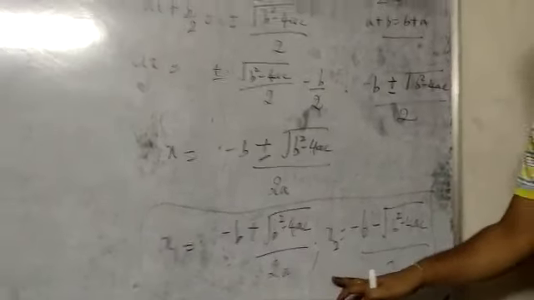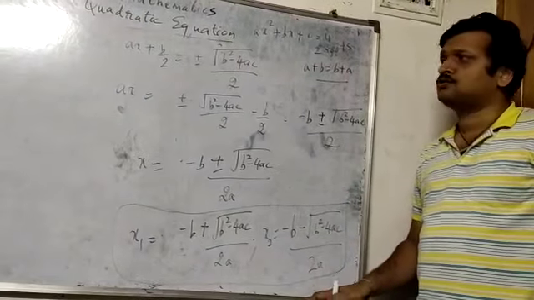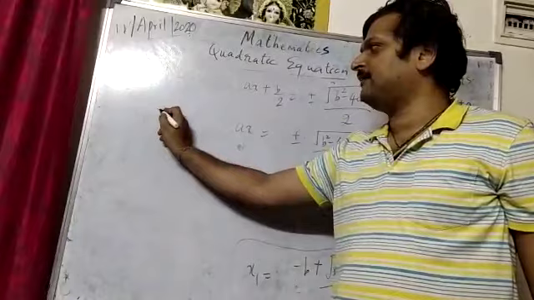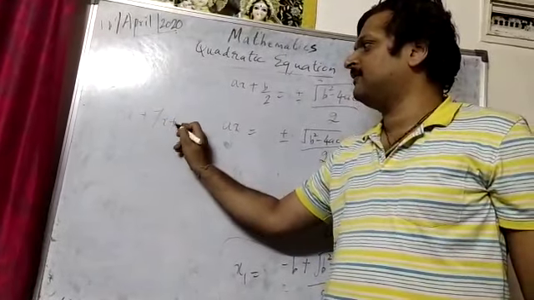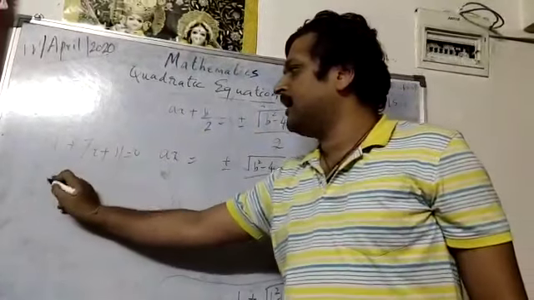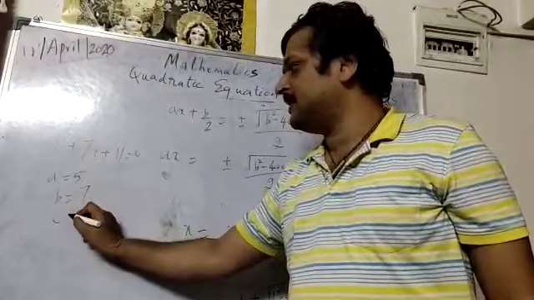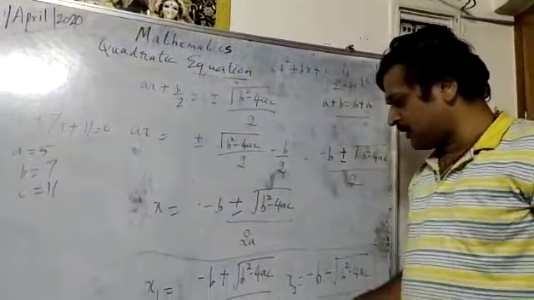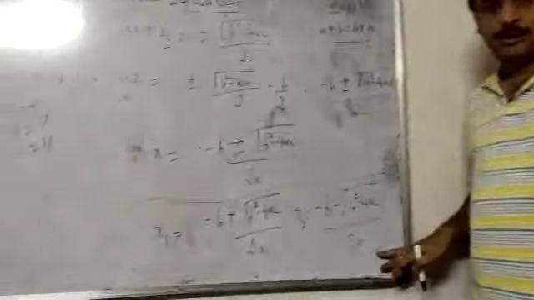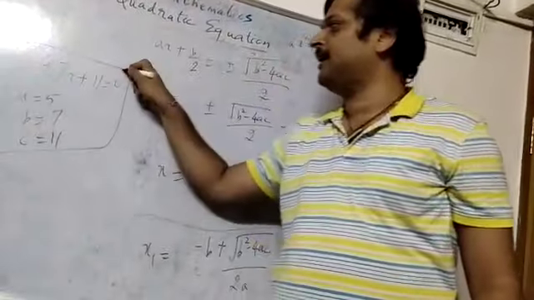You can use this formula directly. It is also called Sridhara's formula. You can use this formula to solve any quadratic equation. Say, for example, 5x squared plus 7x plus 11 equal to 0. When we compare this with this equation, we get a equals 5, b equals 7 and c equals 11. When we substitute these values in these two roots, we get two different values. That is the direct formula to find the solution of any quadratic equation.